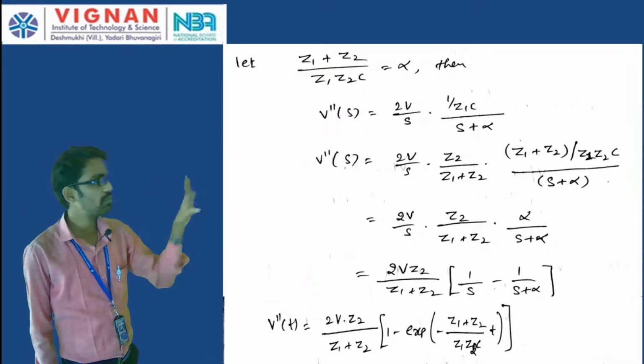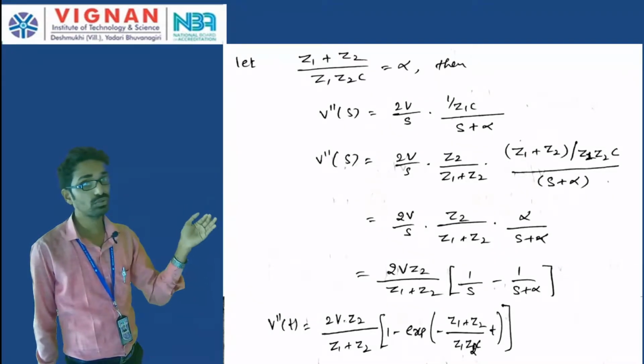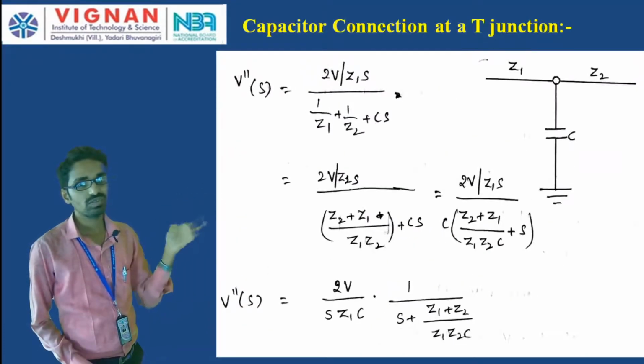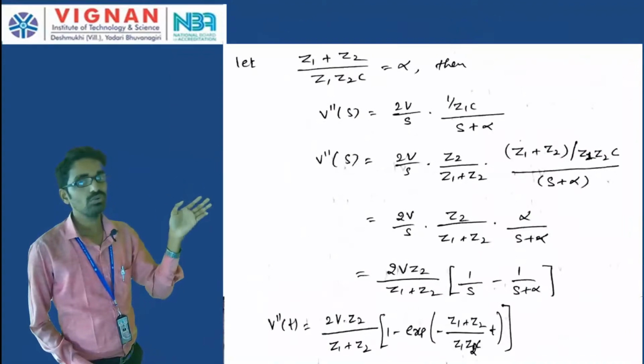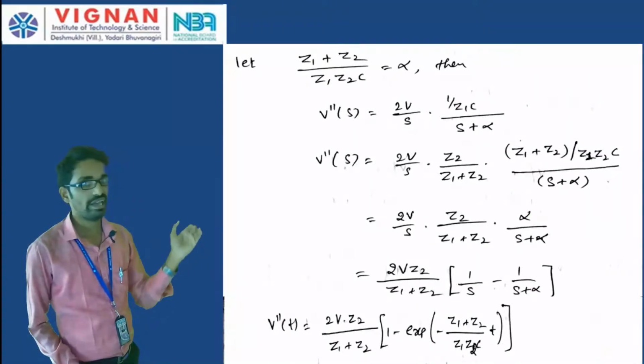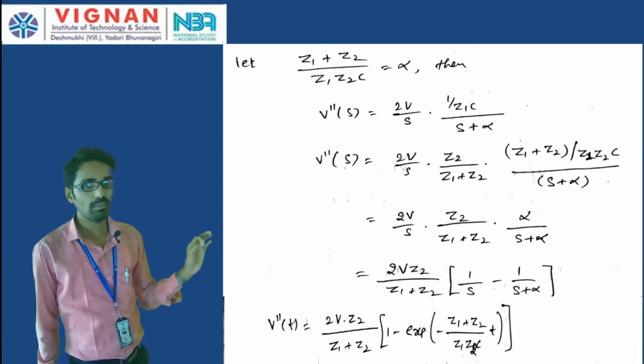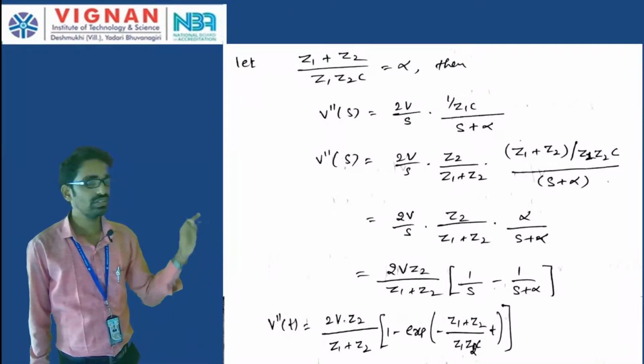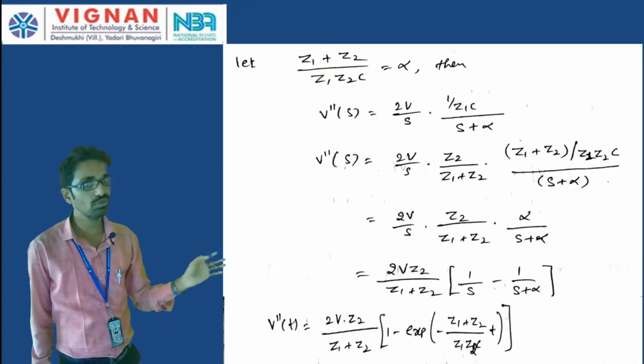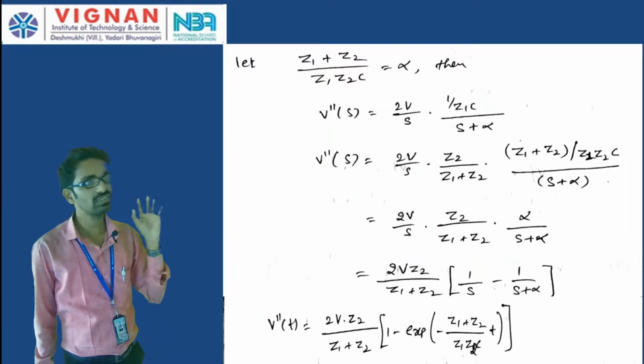Okay. V double dash of S is equal to, what happens? 2V by S, so here 2V by S into 1 by Z1 C by S plus alpha. Here I am just multiplying and dividing with Z1 plus Z2 by Z1 plus Z2 and Z1 Z2 by Z1 Z2.